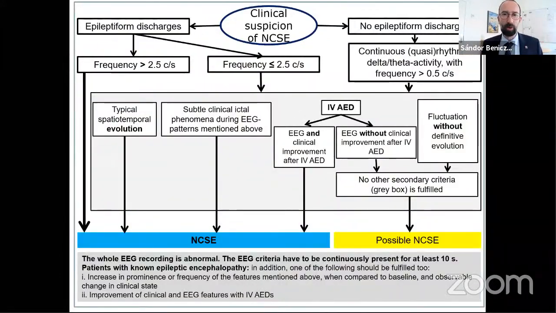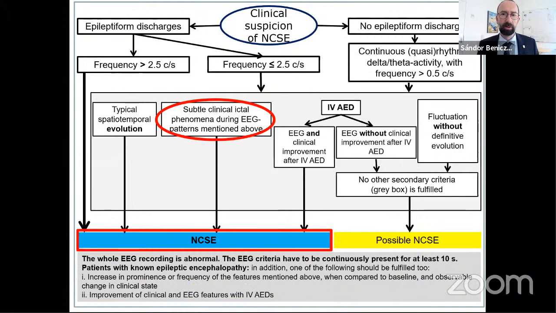So how is this classified according to the Salzburg criteria? Well, subtle clinical ictal phenomena time locked to the EEG abnormality. So this qualifies as a definite non-convulsive status epilepticus. According to the new ACNS criteria, this would be an electroclinical seizure or status epilepticus because the EEG confirmed the epileptic nature of this phenomenon.